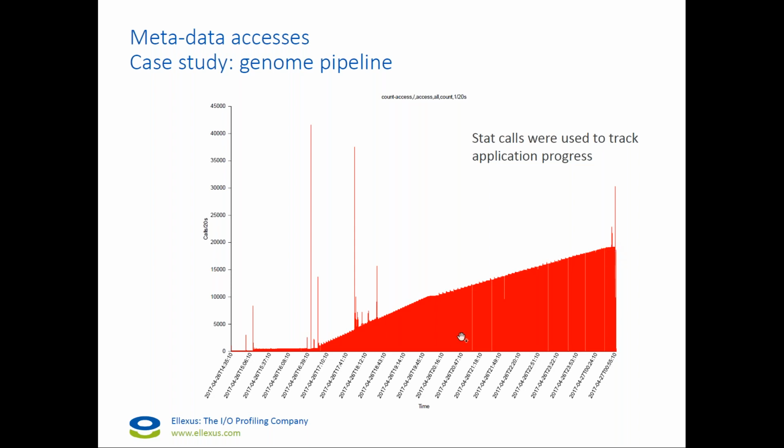So we're getting up to 1,000 stat calls per second, which is completely unnecessary. There are many better ways of doing progress bar reports without having to create lots of unnecessary load on the metadata server. So again, the sort of thing that's very easy to do when putting together code very quickly, and you won't catch this unless you profile I/O.